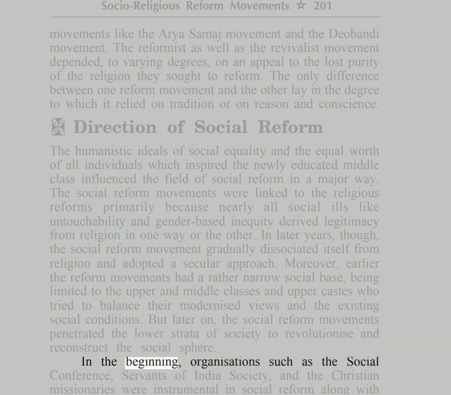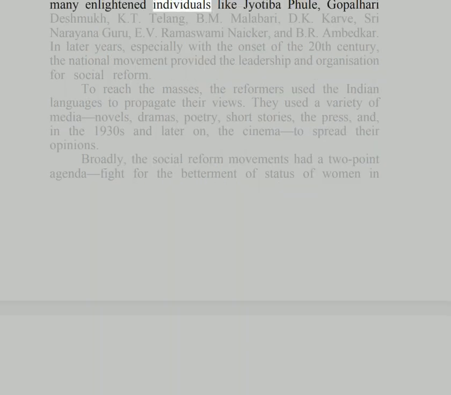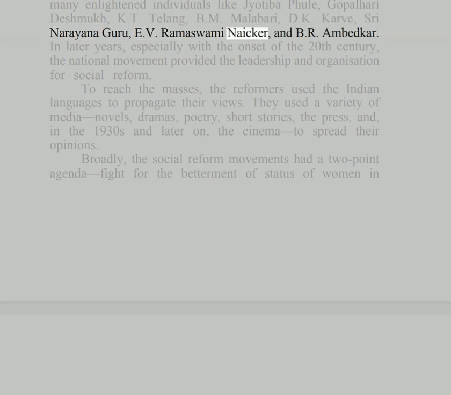In the beginning, organizations such as the Social Conference, Servants of India Society, and the Christian missionaries were instrumental in social reform, along with many enlightened individuals like Jyotiba Phule, Gopal Hari Deshmukh, K.T. Telang, B.M. Malabari, D.K. Karve, Sri Narayana Guru, E.V. Ramaswamy Naikar, and B.R. Ambedkar.